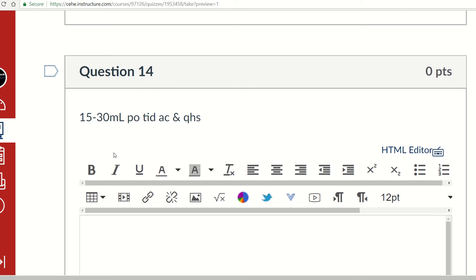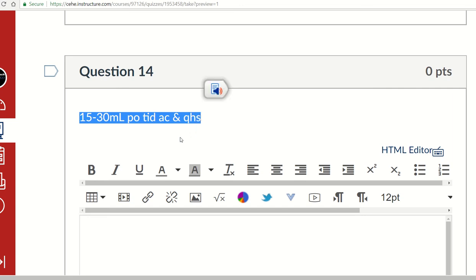All right, 14. We got 15 to 30. So that's going to be big spoons, 1 to 2 big spoons by mouth. So we're going to take 1 to 2 tablespoons full by mouth 3 times a day before meals and every night at bedtime.